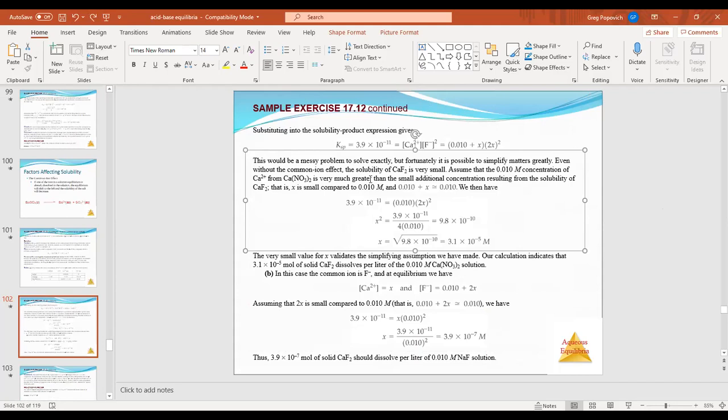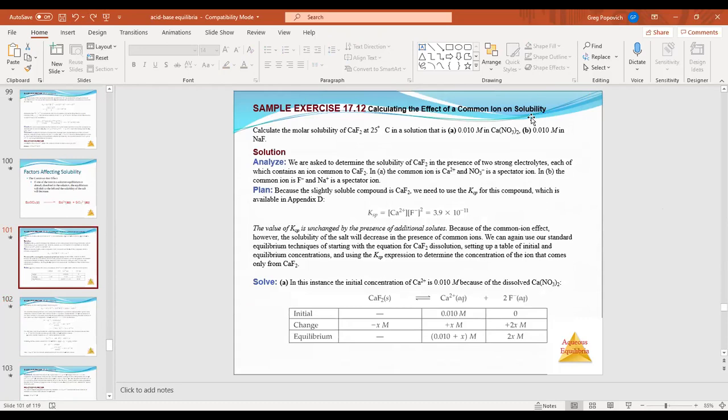Questions on that, ladies and gentlemen? Okay. Second part of that question. If I have the same concentration in sodium fluoride, how is that going to affect my equilibrium?